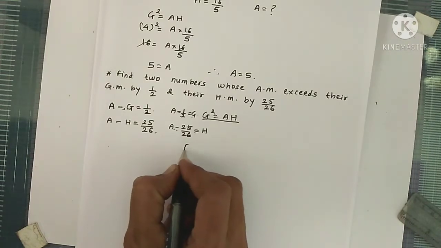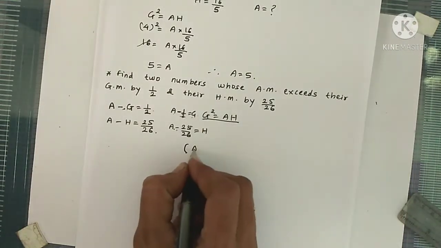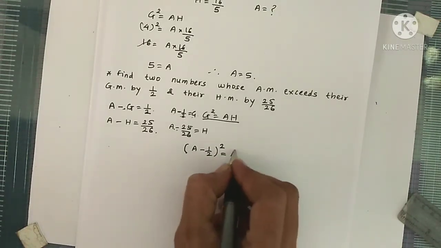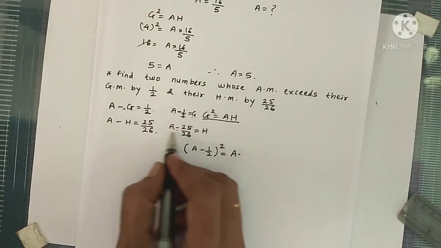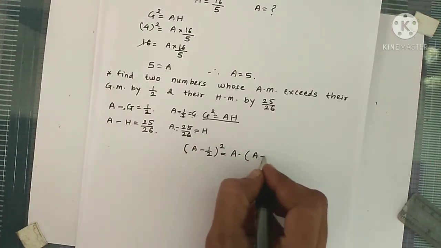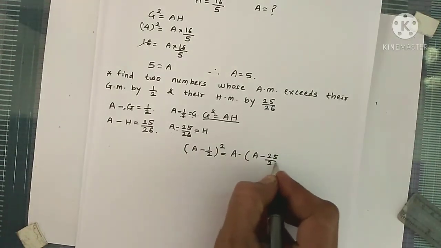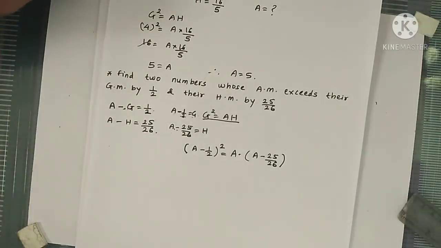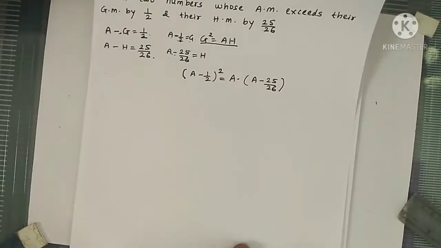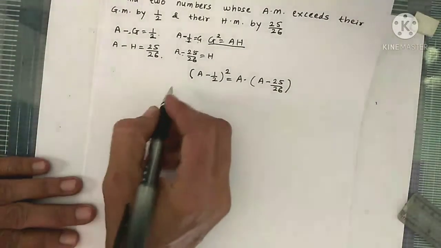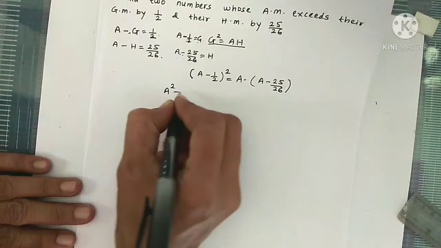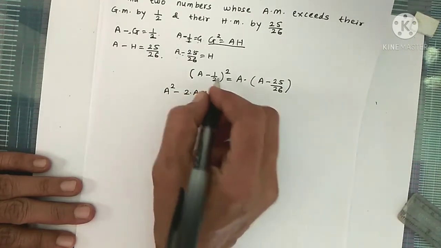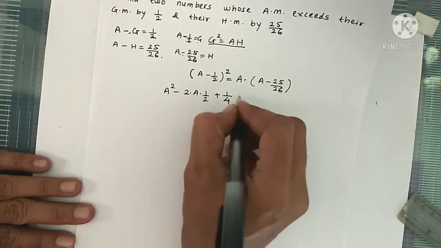See, if I put G equal to A minus 1 by 2, this becomes A minus 1 by 2 square. A into H, H in terms of A is A minus 25 by 26. See now, the equation is one unknown. So let's solve this for A. So squaring this we get A square minus 2 into first term into second term plus square of second term, that is 1 by 4.